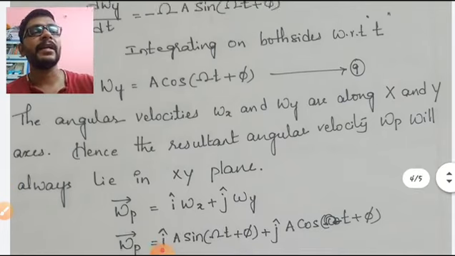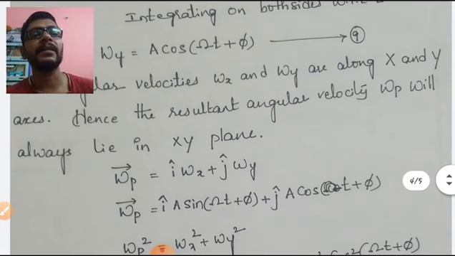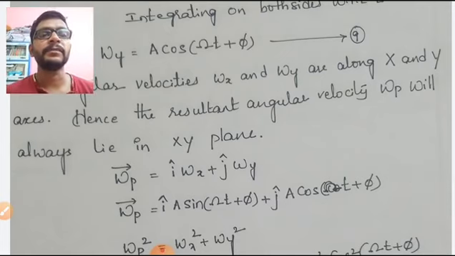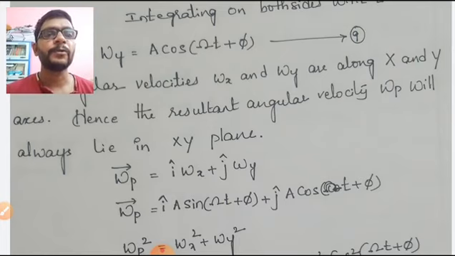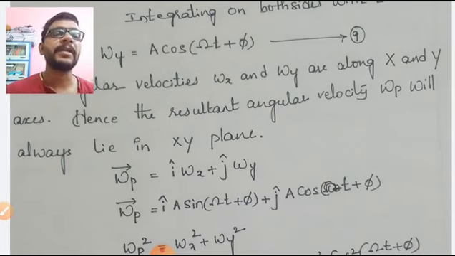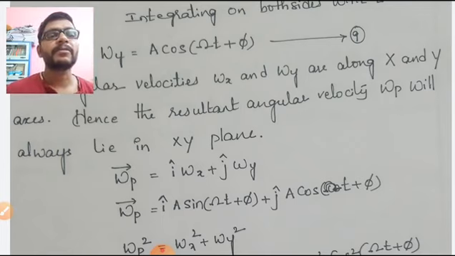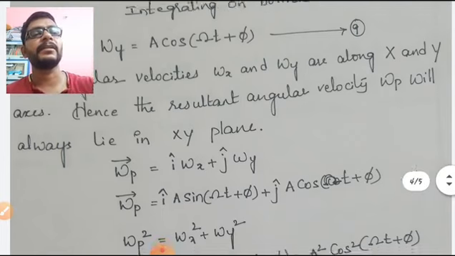See there, that omega p bar can be written in the vector form as i omega x plus j omega y. Now substitute omega x, omega y values from equations 8 and 9. If we substitute those values, we will get omega p bar is equal to i cap a sine capital omega t plus pi and j cap a cos capital omega t plus pi.